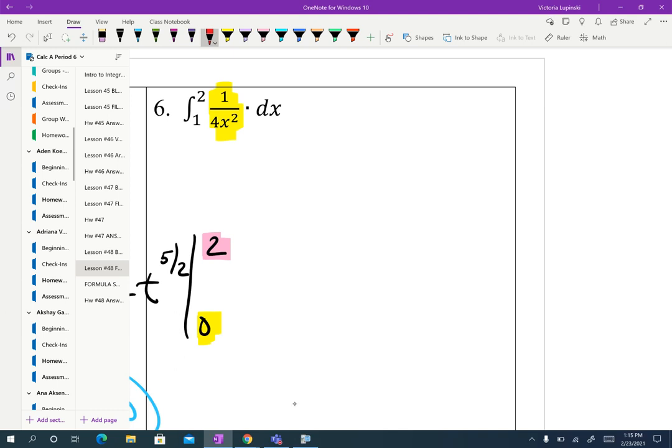So I'm going to first go ahead and do a rewrite step. So I'm going to rewrite that as the integration from 1 to 2. I'm going to pull the 1/4 out, and I'm going to write it as x to the negative 2. And that's going to be a lot friendlier in terms of when I perform my integration. Now that I'm ready to do so, I'm going to go ahead and leave the 1/4.